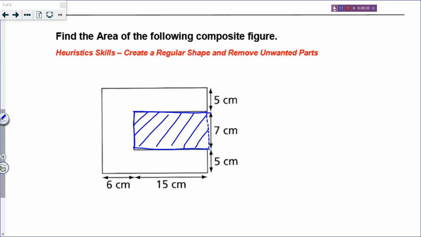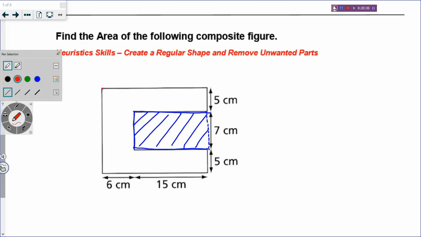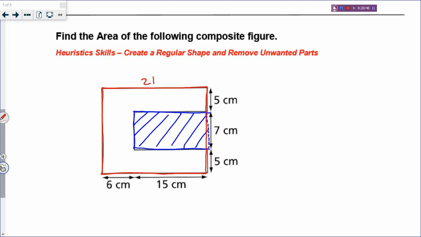Okay, so let's find the area of the whole rectangle. So after you have created a rectangle, this is how it looks like. This is the rectangle that you have created. So what is the area? You have 6 plus 15. This is 21 cm. Then how about the other side? 5 plus 7 plus 5. That will be 17 cm. So the area of this rectangle is 21 times 17. So what do you get? You will get 357 cm square.